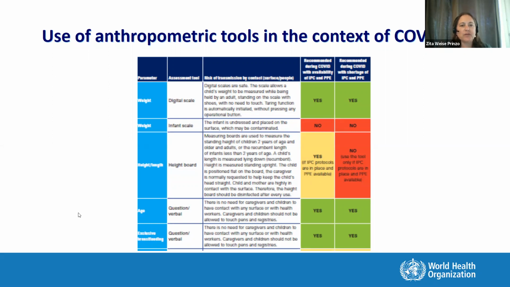So just one example, again, no time to go through it, but if we look at the parameter weight, and we look at the assessment tool, for example, the digital scale, we would say that in a setting where IPC measures are in place, digital scales can continue to be used. But also in the second scenario, in places where there might not be enough disinfectants to disinfect the material, digital scales can still be used, because it's not that the child is put on the scale, it's the child is carried and people step on the scale. So this is just one example, but there's a list of different equipment and what should be looked at carefully in what scenario.